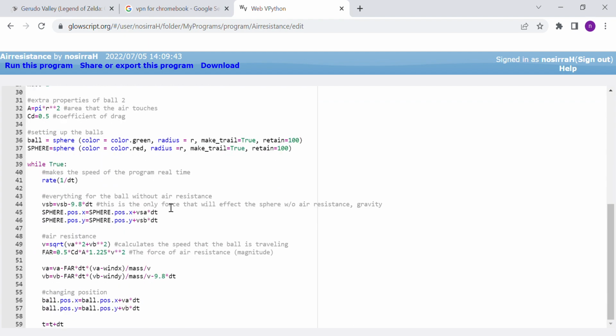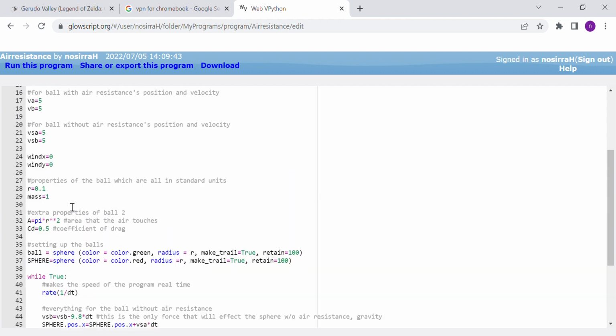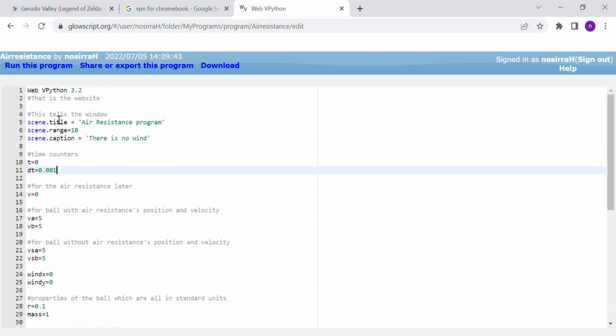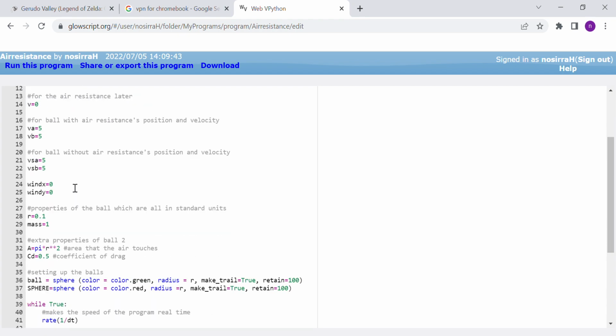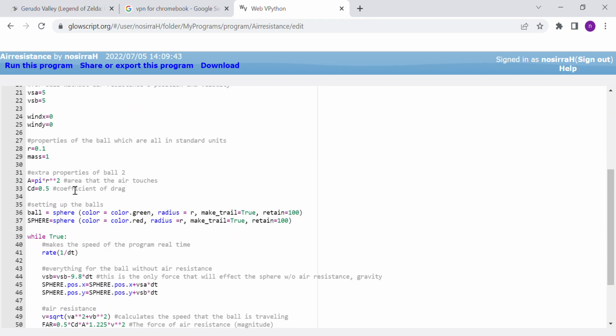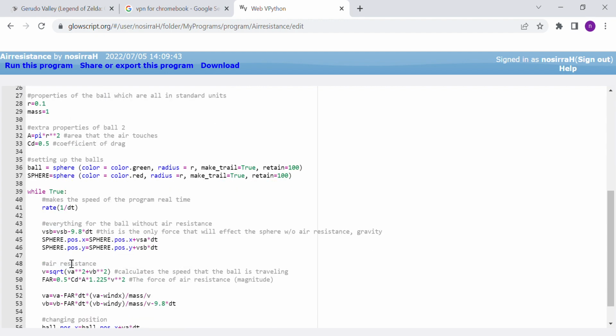I can show you how this code works real quick, and then we'll get right back to the actual interesting things. So first of all, I have a few properties for the ball and a sphere. So ball and sphere are two different things. Sphere does not have any wind resistance, no air resistance at all. Well, ball does. So for the sphere, it's actually quite simple.